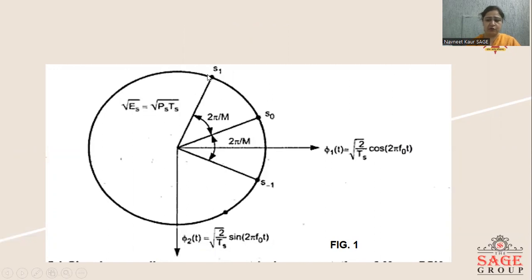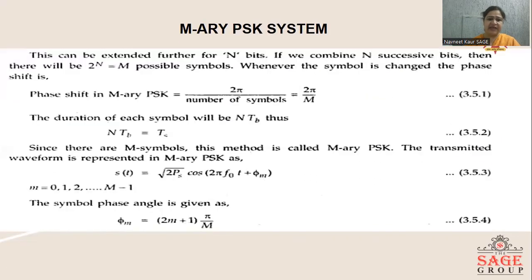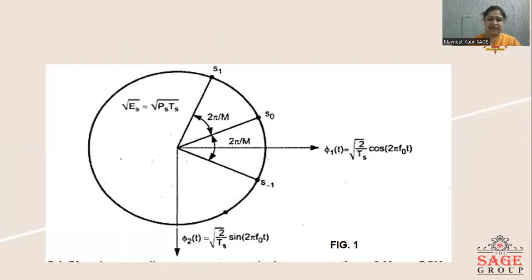Now, when we want to represent the second symbol, which is S1, here we will take m is equal to 1. So when we replace this phi m by this expression with m is equal to 1, we will get 3 pi by m. That means now we will shift by angle 3 pi by m with respect to the direction of cos 2 pi f naught t. So this will be the expression for the second symbol, at a phase shift of 3 pi by m with respect to the direction of cos 2 pi f naught t.